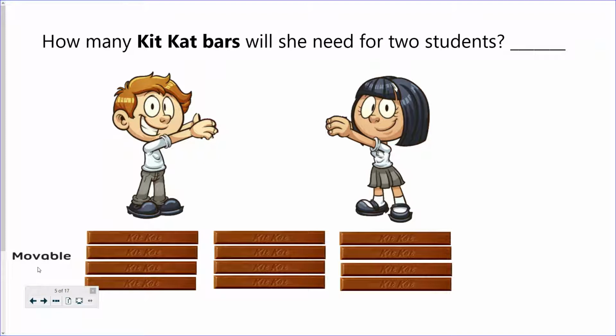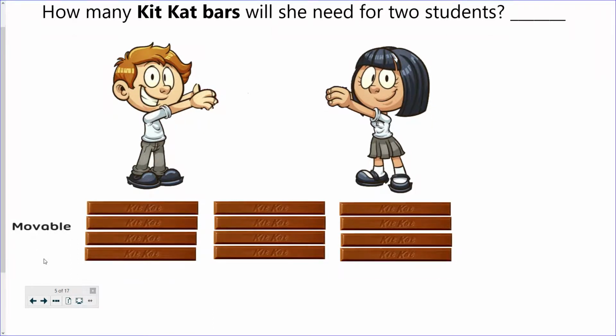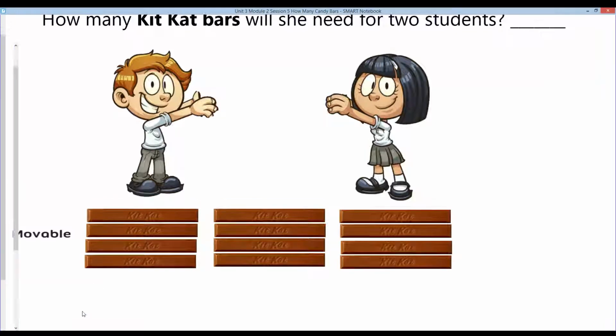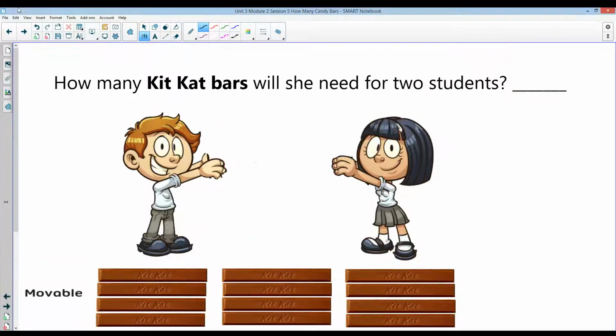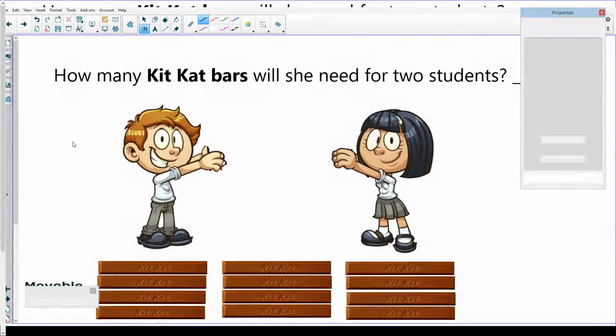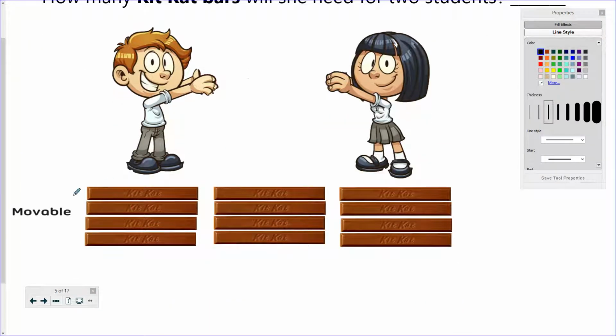So let's look at this first. How many would 2 Kit Kat bars be? Now, the nice thing about Kit Kat bars, and that's probably why they chose this one, is that Kit Kat bars are already in fourths. So if you look at this Kit Kat bar, here is the whole, and there's 4 pieces, so that goes in the denominator. Each kid is going to get 3 of those 4 pieces.